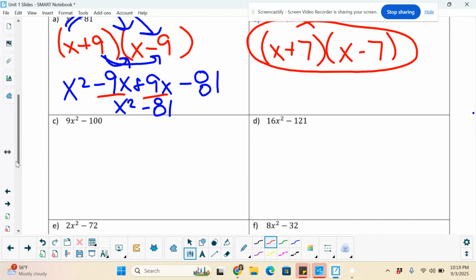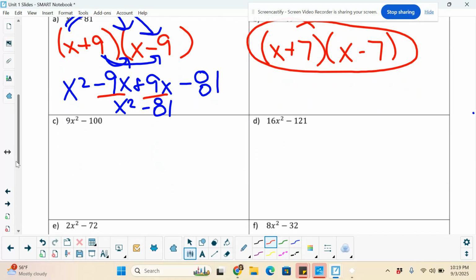C. All right, so your first step is always to look for a greatest common factor. So we look at 9 and 100 and see if there's any number that we can take out of 9 and 100. So let's see, my factors of 9 would be 1 and 9. I can't take a 9 out of 100, or 3 and 3, and I can't take a 3 out of 100. Okay, so I can't factor out a greatest common factor.